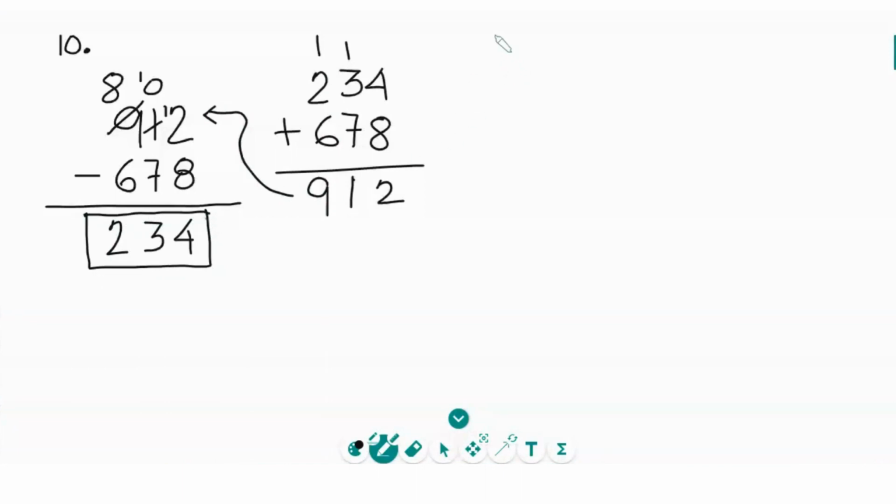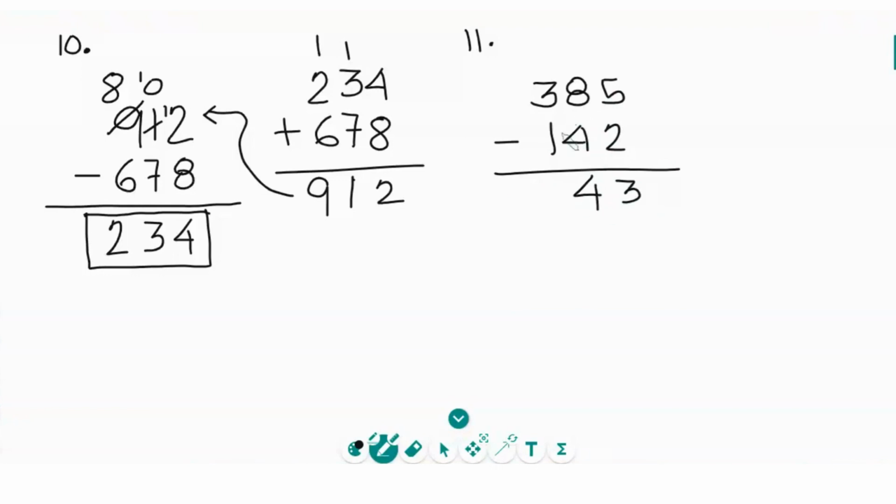Now let's move on to number 11. So here we have 385 minus 142. So 5 minus 2 is 3. 8 minus 4, we have 4. And 3 minus 1, that will give us 2.